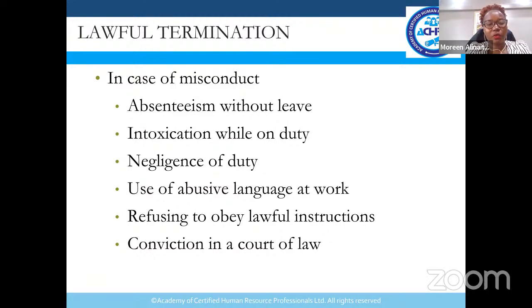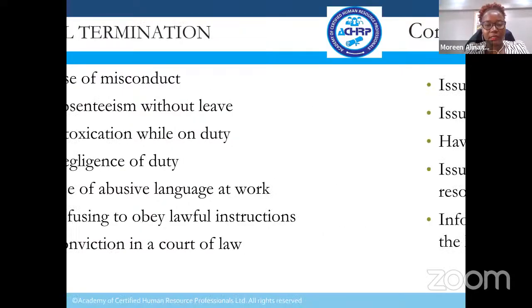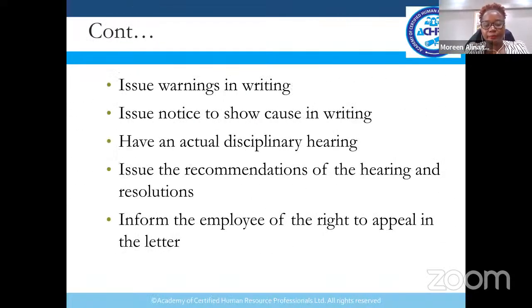Conviction in a court of law can also amount to termination. For example, if you've been accused of doing something against your employer, and then you are convicted by a court of law, you're found to be guilty, you are considered to be ripe for termination, and the employer is very, very free to terminate you if they wish.